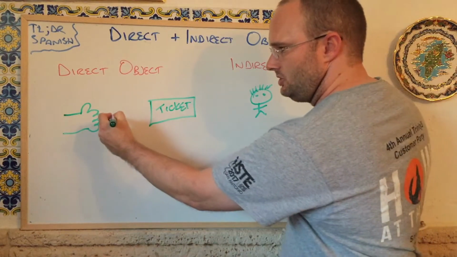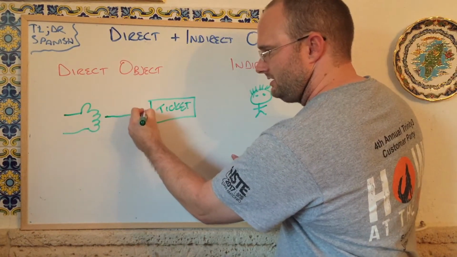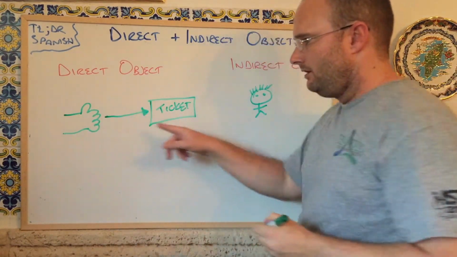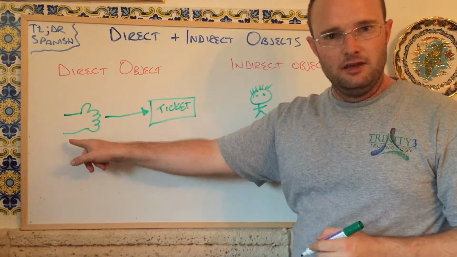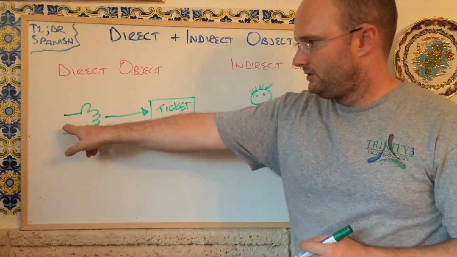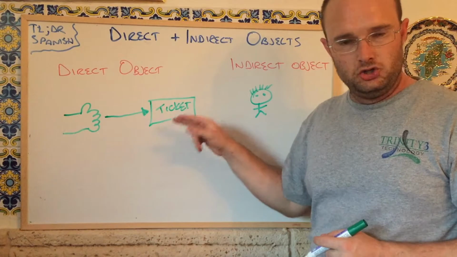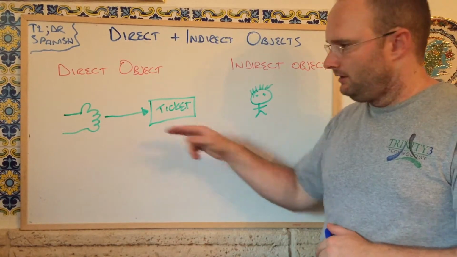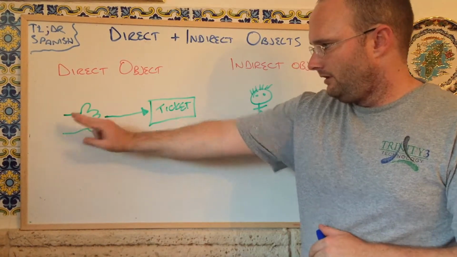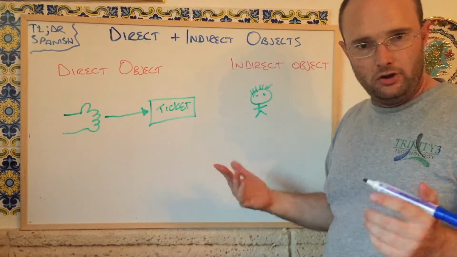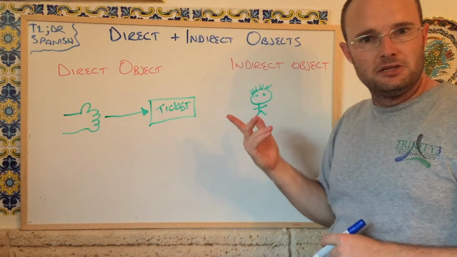So I'm going to draw a direct line to ticket because the ticket is given. The verb is to give. To give is done to the ticket. So what about our friend? Did we give the friend to someone? No, we gave the ticket to someone.